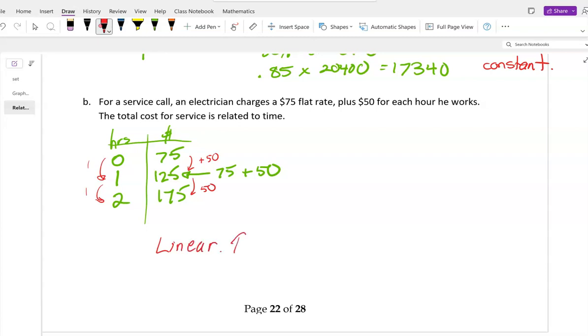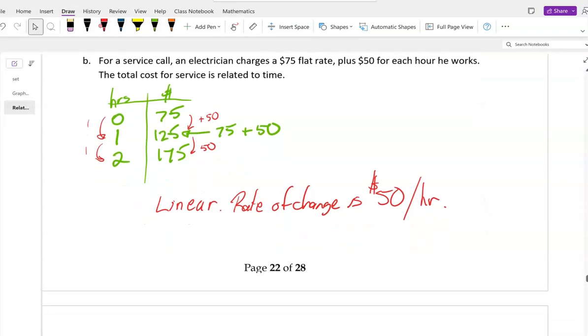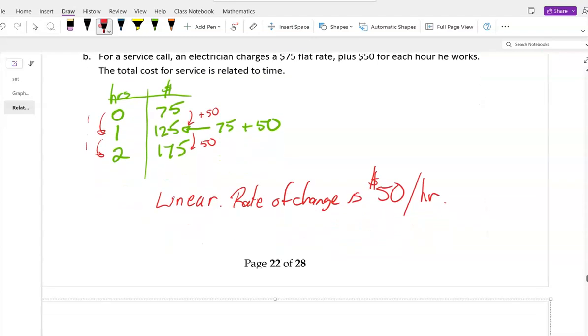Okay, linear. The rate of change is $50 per hour. It doesn't ask for this, but if I wanted to write an equation, I would write y equals 50x plus 75. That's the initial amount. This is my rate of change.